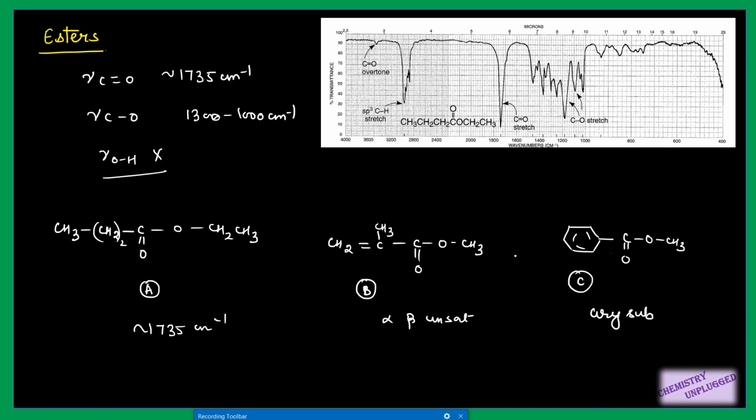So we can say that in these cases this value of CO stretching vibrations can be decreased by 25 to 45 centimeter inverse. So A should have the highest value, then B and C can have almost the same values, right? And we can see that A has a CO stretching frequency of 1738 centimeter inverse, for B it is 1725, and for C it is 1724, right?